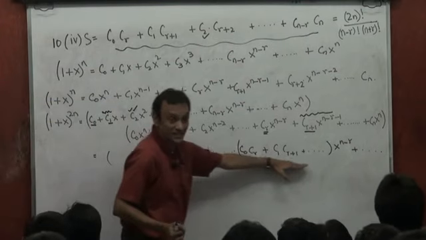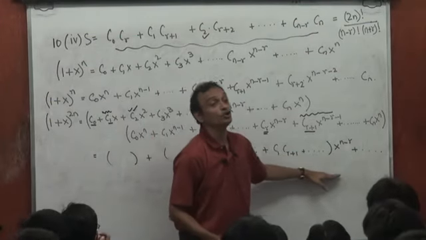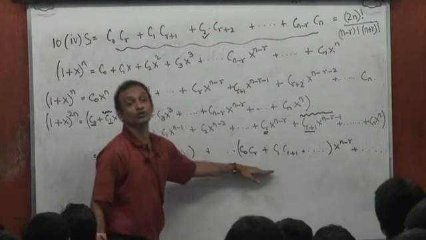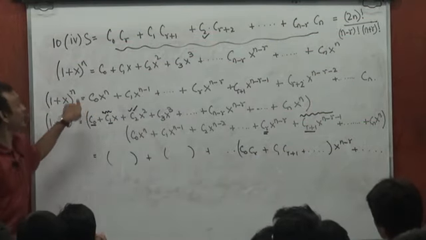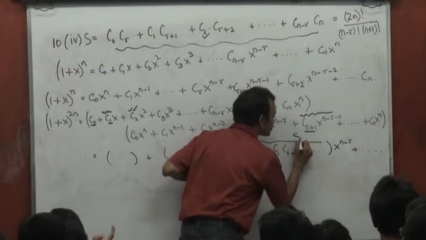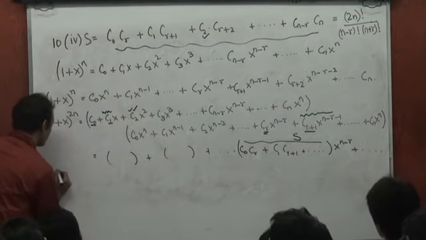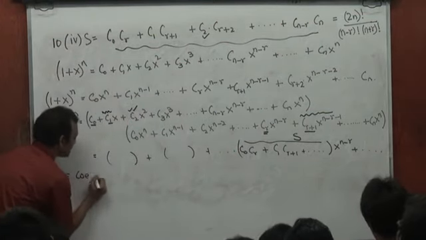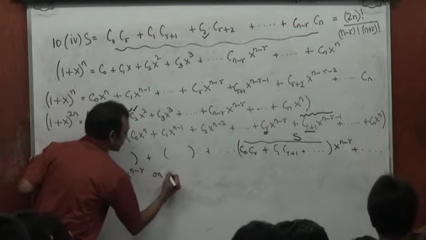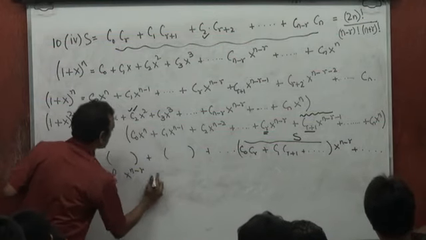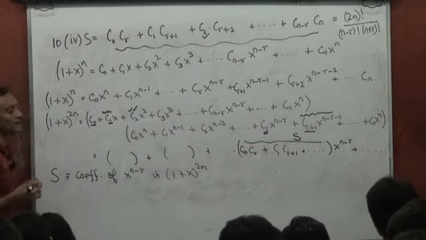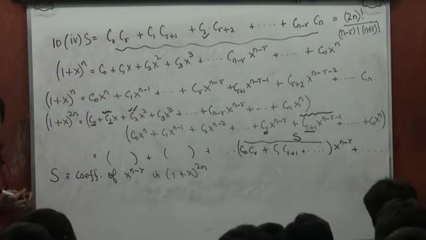So, this is what we are seeking. And how has it appeared on the right hand side? As the coefficient of x^(n-r). And the coefficient of x^(n-r) on the right hand side must be equal to the coefficient of x^(n-r) on the left hand side. So this summation, which is the coefficient of x^(n-r) on the right hand side, must also be the coefficient of x^(n-r) on the left hand side, (1+x)^(2n). Think of it as the coefficient of x^(n-r) on the left hand side, yes or no?